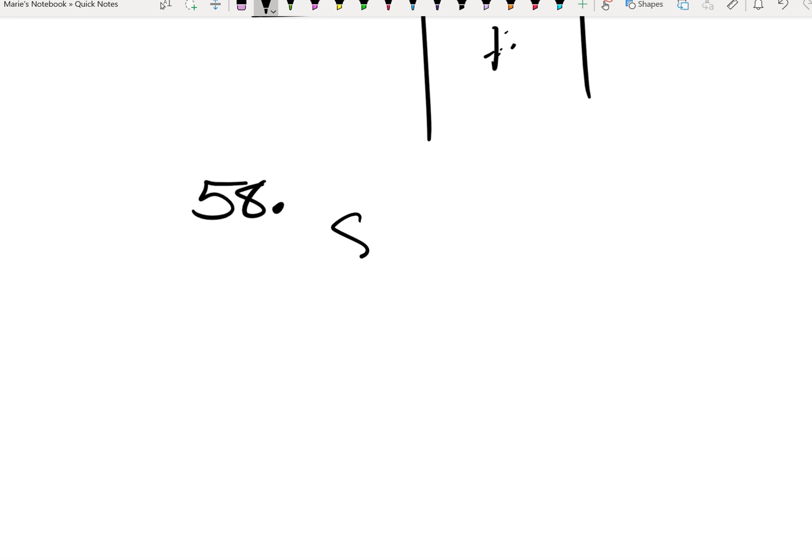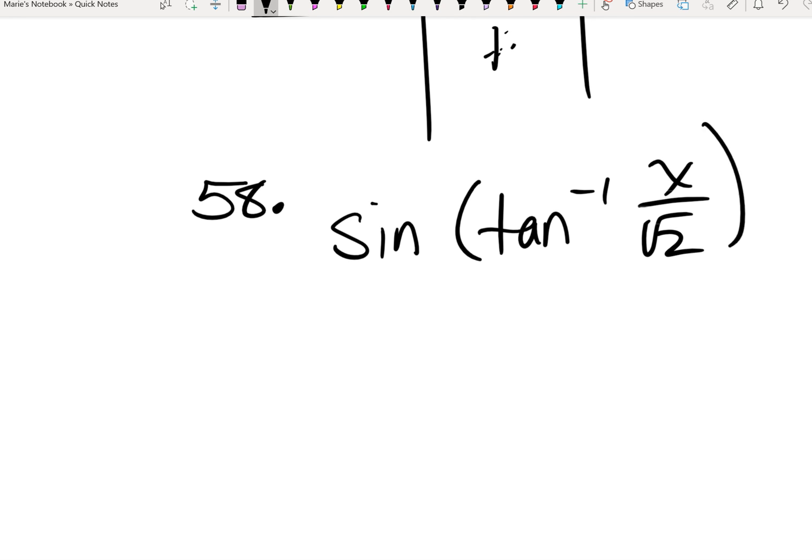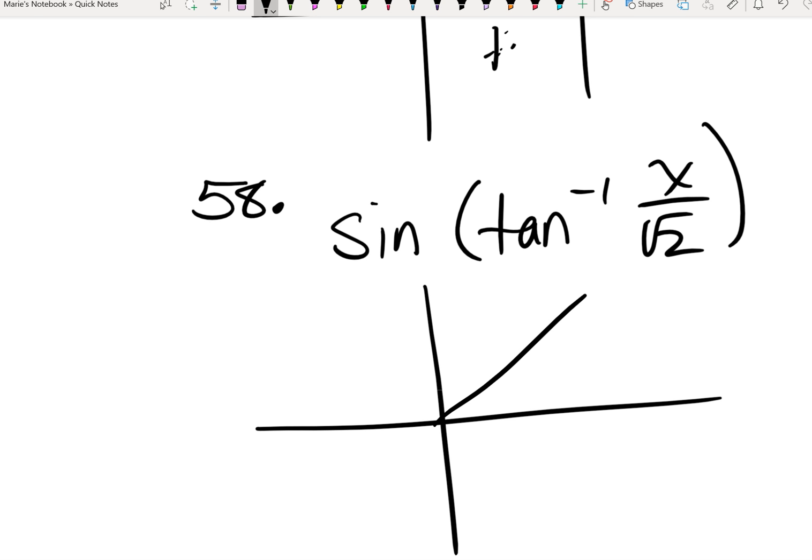And here you have sine of tan inverse of x over square root of 2. This one was fun to do because you have to figure out what the value is without knowing what the value is. Yay! So what do we know about opposite over adjacent? We know that at least these two are here.